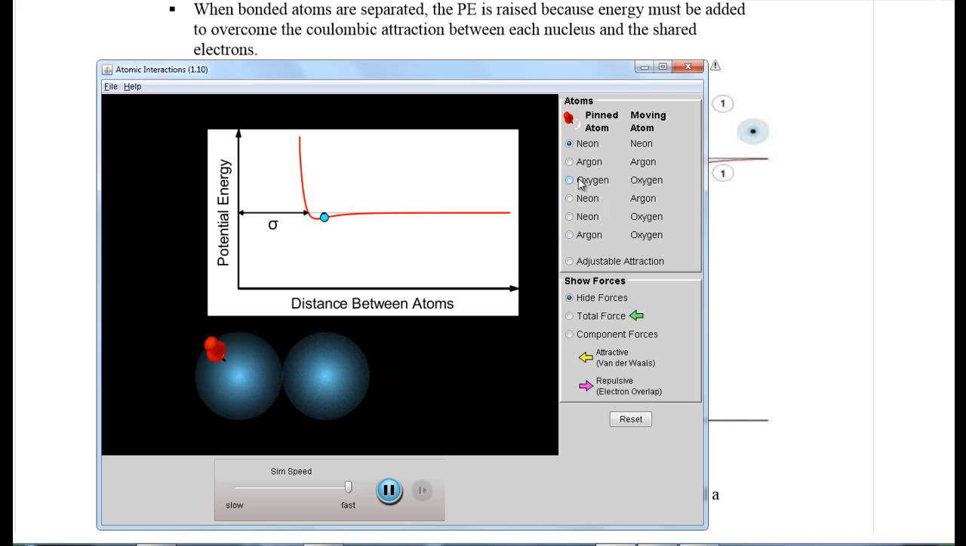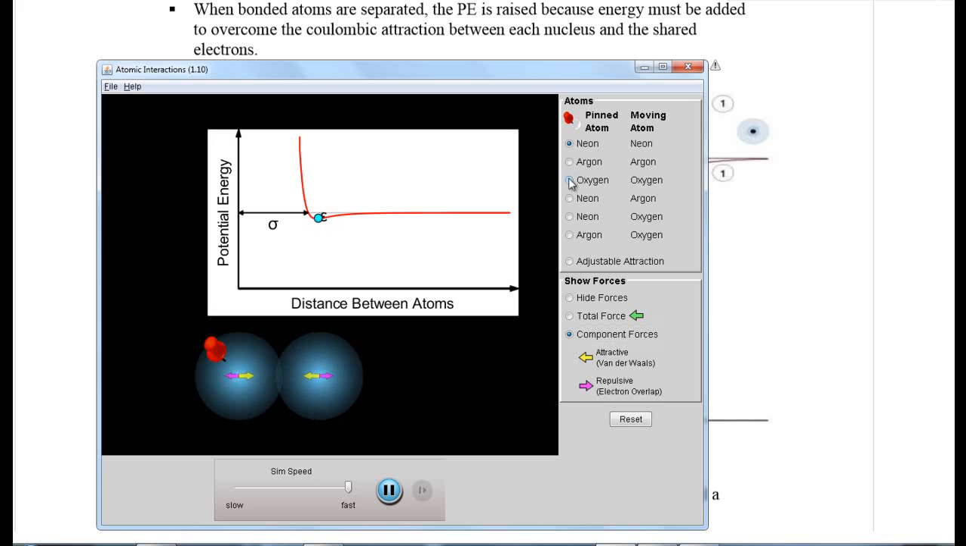Let's see what happens when we have something that... And let's take a look at the component forces of what we've got going on here. So there's some attraction of the electrons to the other nucleus, but there is also repulsion, and that repulsion comes from this nucleus and this nucleus repelling each other.